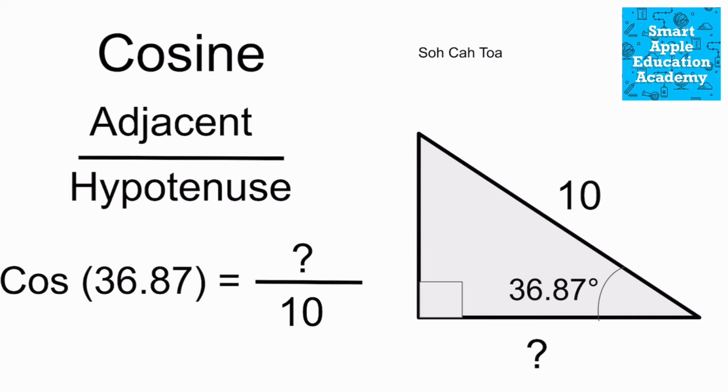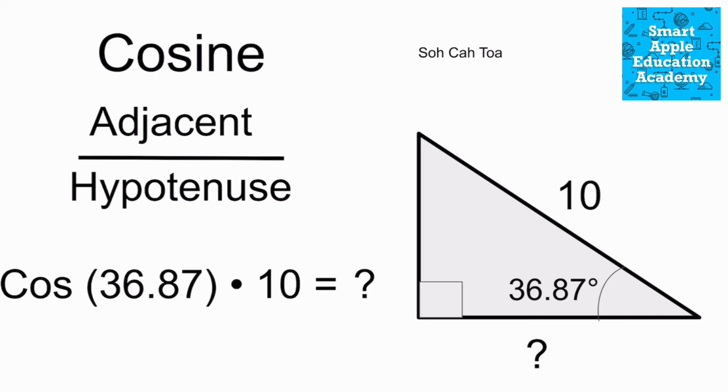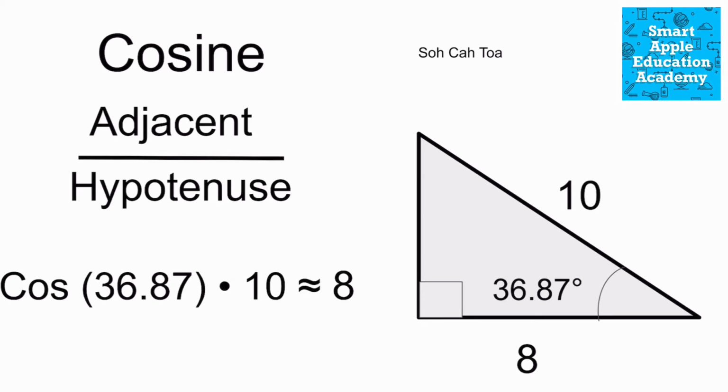We can use the reverse operation of division, which is multiplication, and compute the cosine of 36.87 times 10. If we compute this, we can find that adjacent length, which is the value for the question mark. So the cosine of 36.87 times 10 equals about 8.